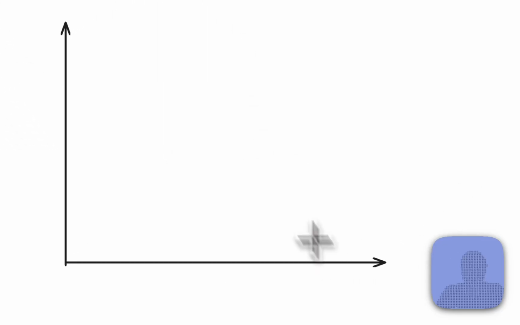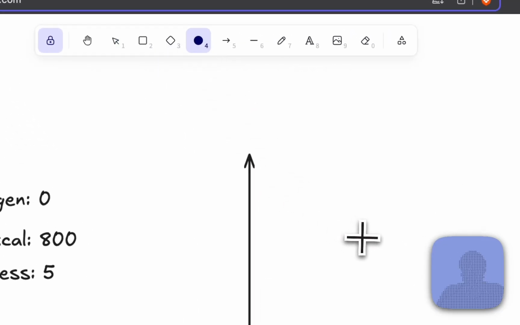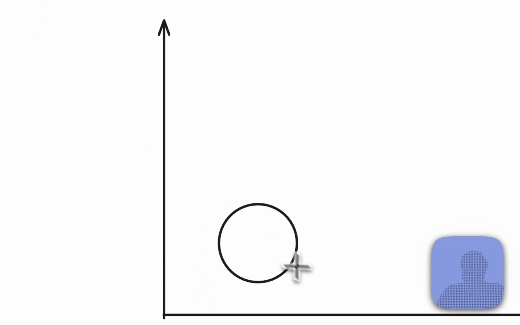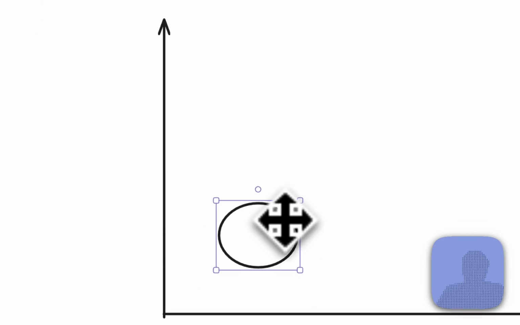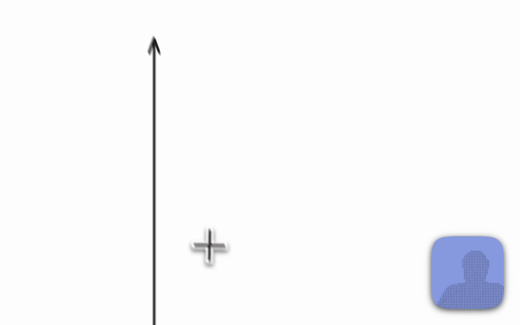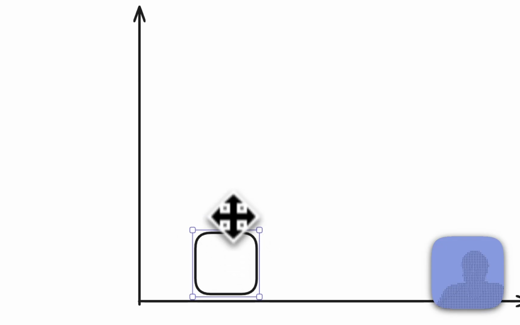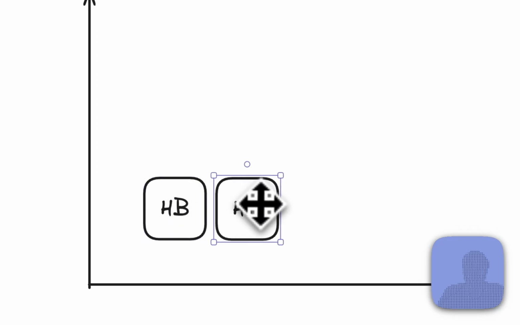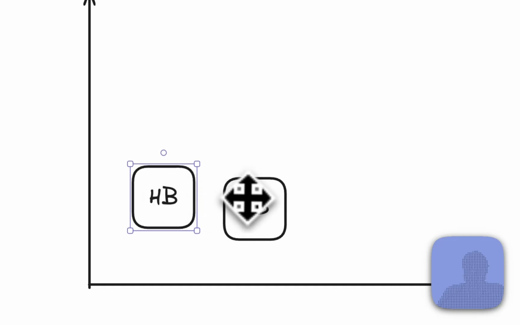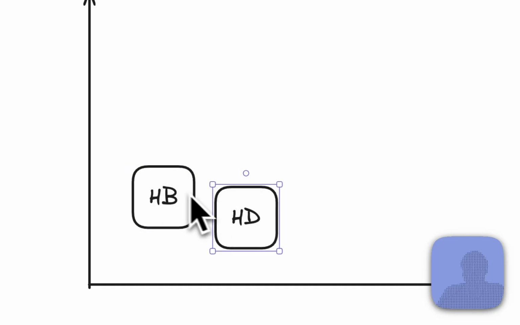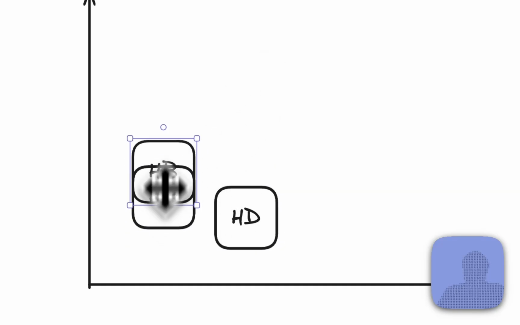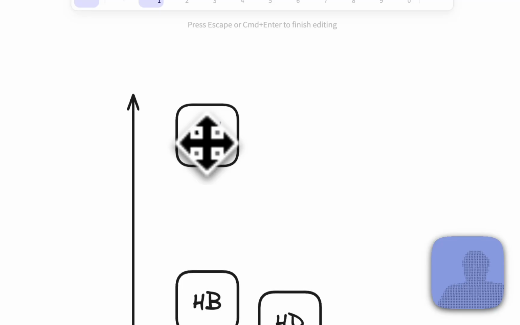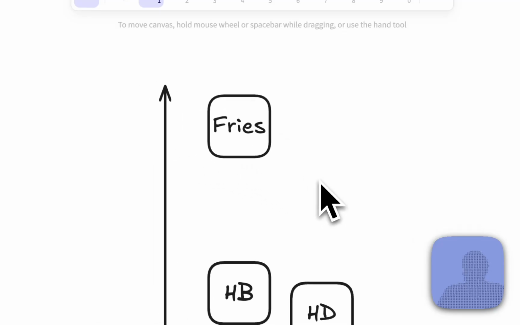What you would then have is a coordinate system where you have different items, and you can see how close they are to each other. So let's say here we have hamburger, and then maybe something close to it would be a hot dog. So hamburger, hot dog. Something maybe further away from it would be fries, like that.